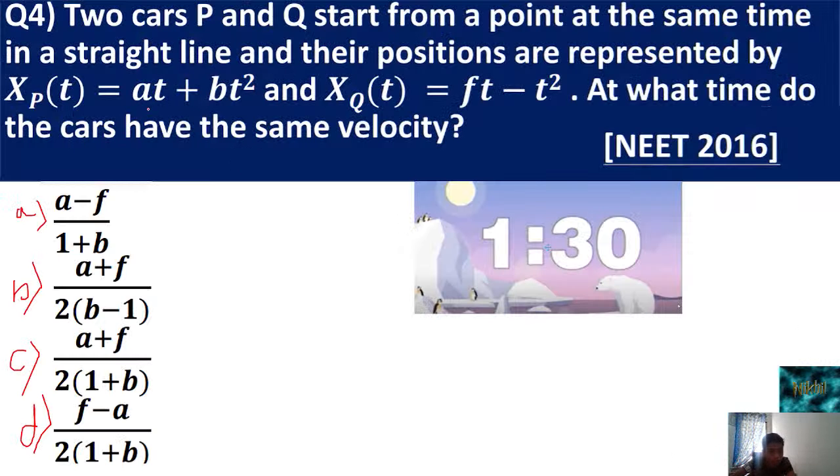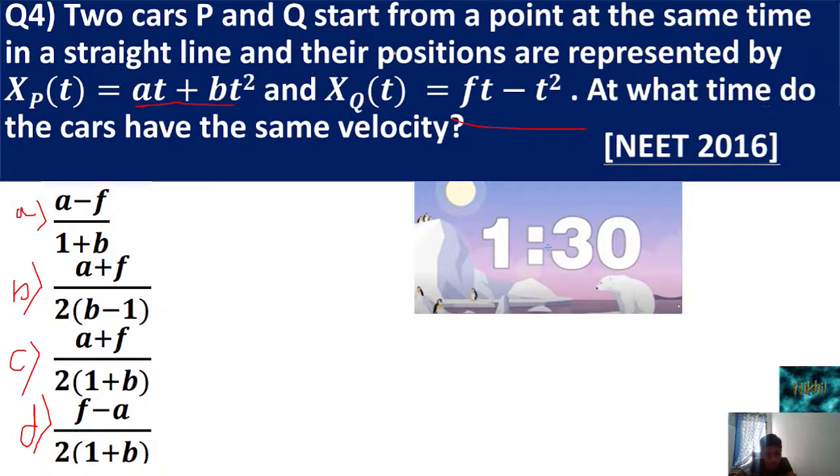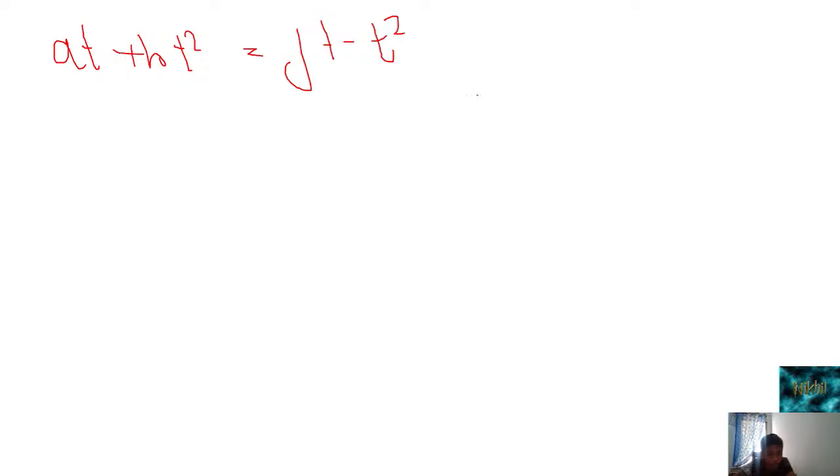What is our question? Our question is a t plus b t square, and f t minus t2 square, equal to f t minus t2 square, so b t square minus t2 square. Now, at what time do the cars have the same velocity? So we have to represent it. Let's represent it. First differentiate this.